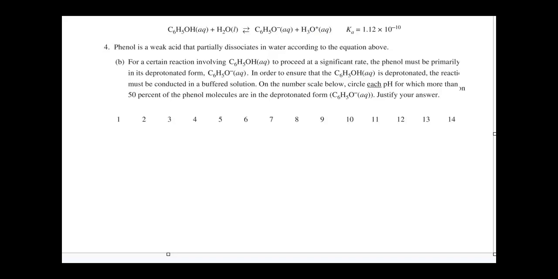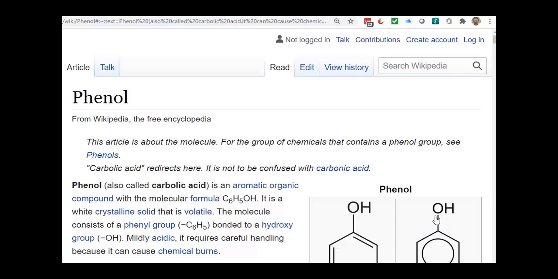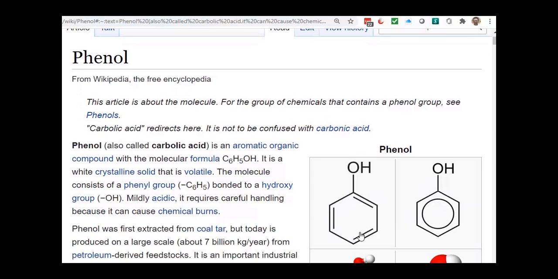Well, here we've got another buffer problem. This is question number 4. It talks about phenol. Phenol is a very interesting compound. Its older name is carbolic acid. You've got a very, very stable benzene ring, and then you've got an alcohol.